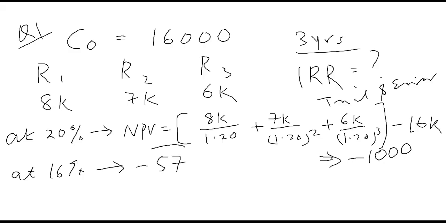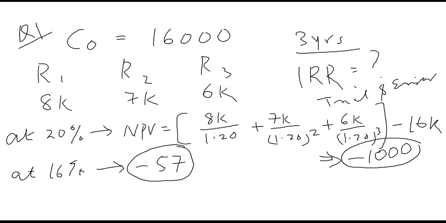But the value is telling you that it is very near to 0. So see the hint. Your sign is telling you which way to move. If negative, decrease. If positive, increase. And your value is telling you how far you are from NPV 0.